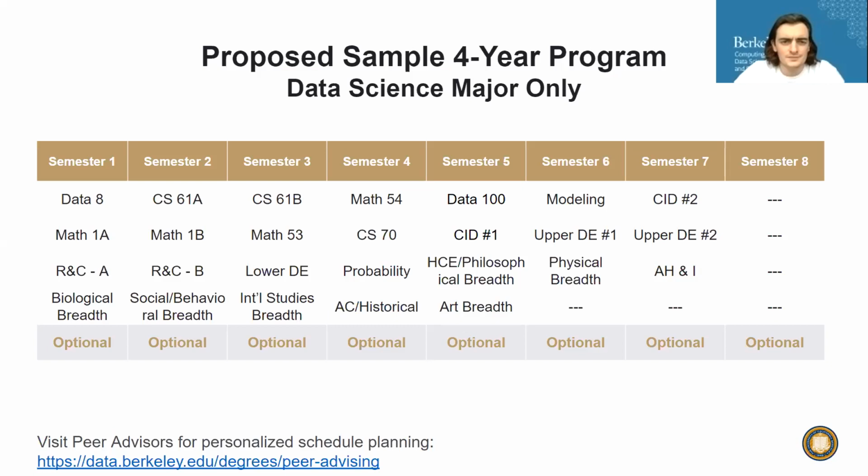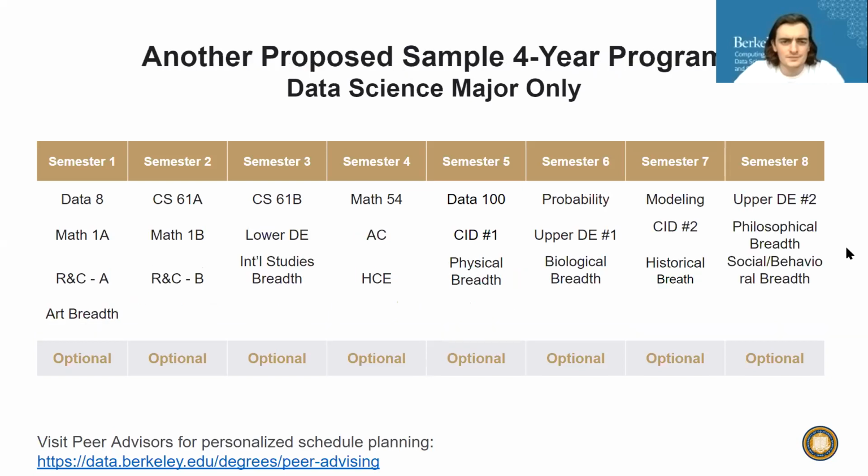In addition, we see all the different breadths and, you know, Math 1A, Math 1B, the reading and composition, right? If you already have that cleared, this timeline can even be shorter. So on to the next program that we see, we have the same thing with a 4-year program, right? But it's spread out a little more.